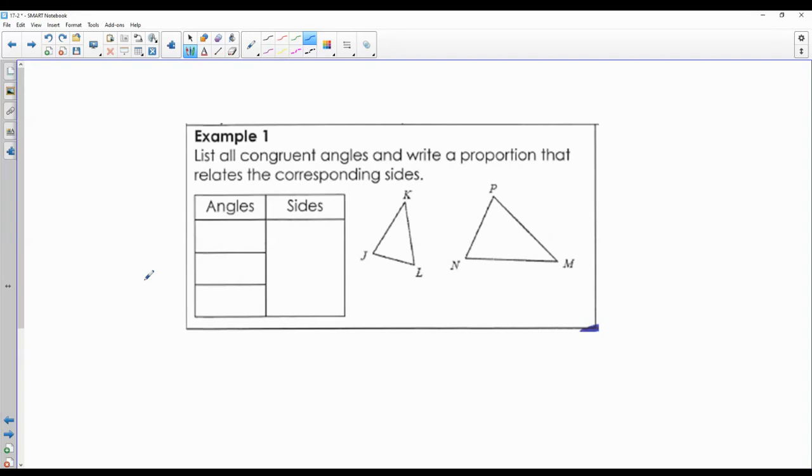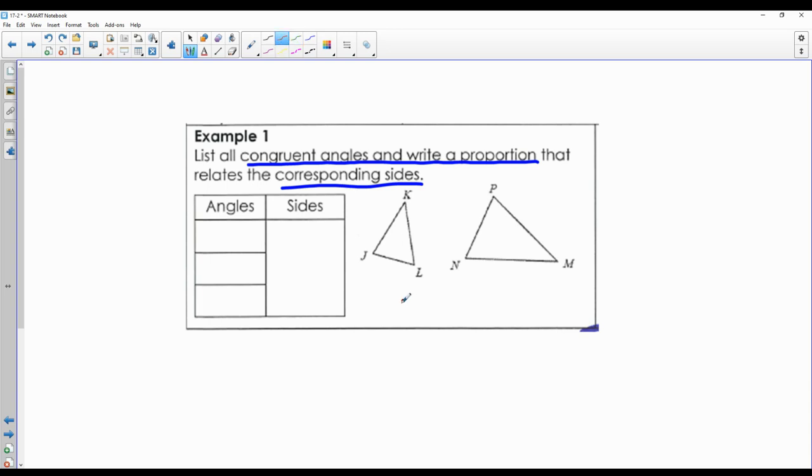All right, here's example number 1. Your teacher messed up on your homework. It asks you to list all the congruent angles and write a proportion that relates corresponding sides. If you are asked to do this, they will always give you a similarity statement first. Notice that they just drew you the pictures right here, the 2 triangles. So you're missing something. This was my bad.